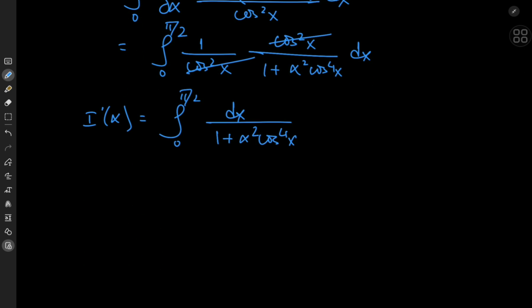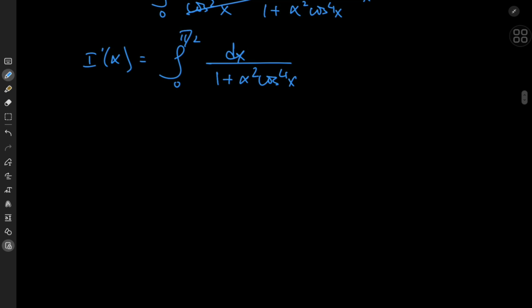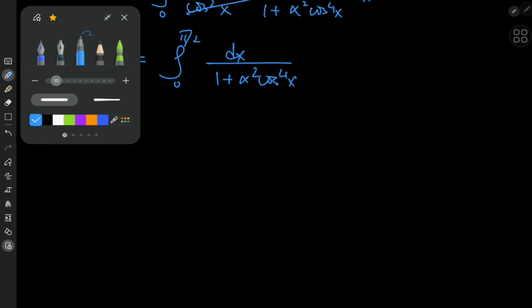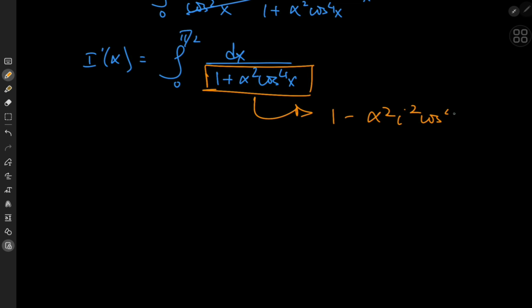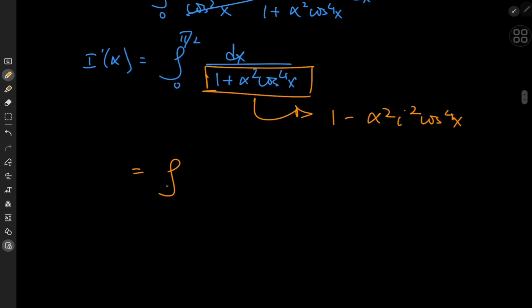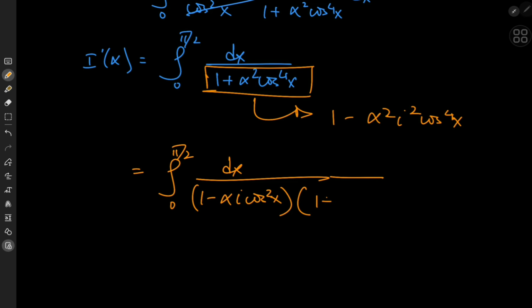Okay, now what? Well, time to factorize the denominator. And how are we going to do that? Well, we'll make use of complex numbers. We could write this thing as 1 minus alpha squared i squared cosine to the 4th power of x. So that means we have the integral from 0 to pi by 2 of dx divided by 1 minus, on factorization, we have alpha i times cosine squared x times 1 plus alpha i cosine squared x.